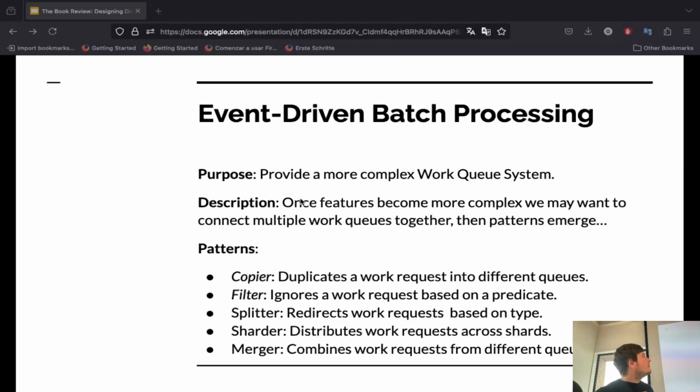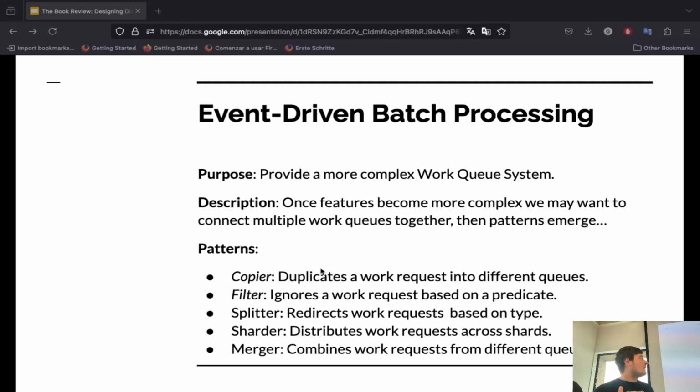Then it also mentions event-driven batch processing. This is similar to scatter and gather, but offering more complex operators. So the idea is that once we have our work queue, we could start implementing different patterns of how the work queues operate. We can have something like a copier or a filter or a splitter or a sharder or a merger. So this offers different features depending on the work items.